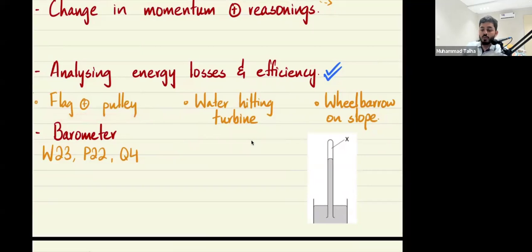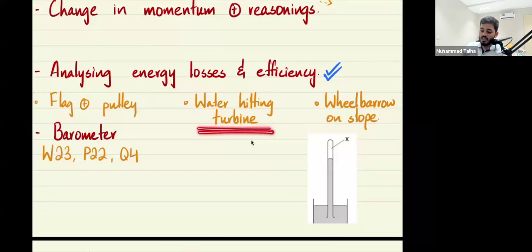So basically, you are doing input, you are doing work, and as an output, the flag is going up, but they're saying, why is it not equal? That basically means there is some sort of loss. And the idea here was that there could be friction at the pulley, right? And there could also be the weight of the rope itself, which the student is pulling down. So some things like that you have to analyze.